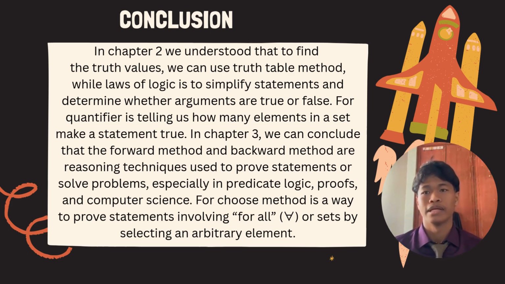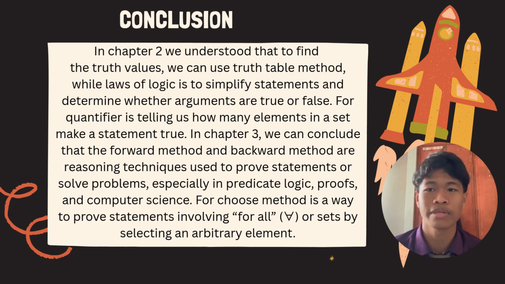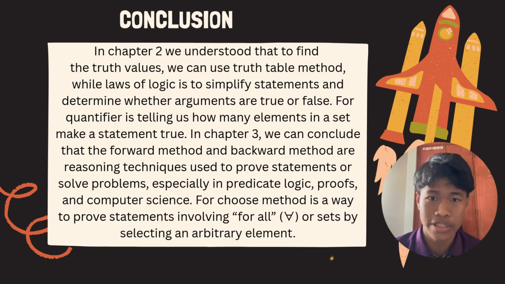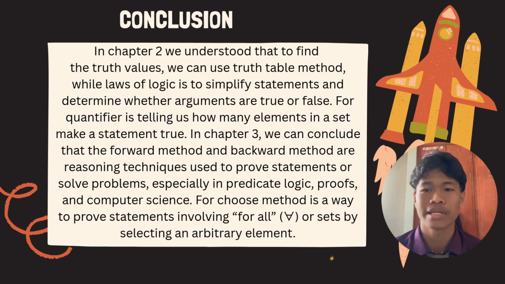Conclusion. In chapter 2, we understood that to find the truth values, we can use the truth table method, while laws of logic are used to simplify statements and determine whether arguments are true or false. Quantifiers tell us how many elements in a set make a statement true. In chapter 3, we can conclude that the forward method and backward method are reasoning techniques used to prove statements or solve problems, especially in predicate logic, proofs, and computer science.